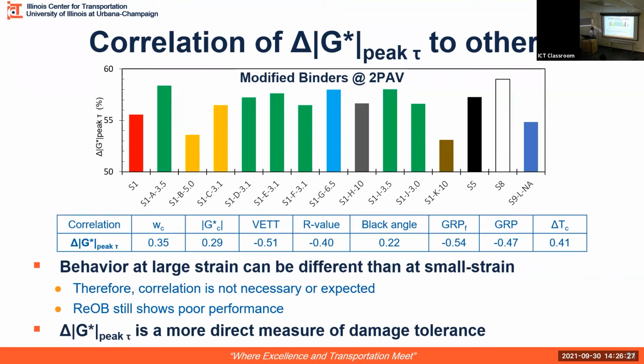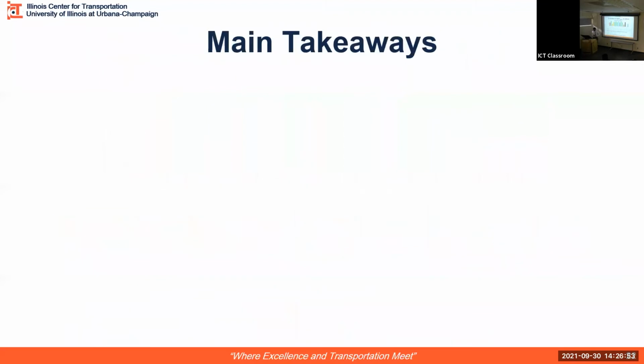However, binders like K, which is an extremely stiff binder, will still be picked up in both tests. So delta G star is a more direct measure of damage tolerance, as I showed, as it measures these stresses and strains to higher strain levels, which usually in small strains we don't see, but in reality it can be. So it is a parameter which should be looked at in addition to the small strain parameters, as it is giving us some other information.